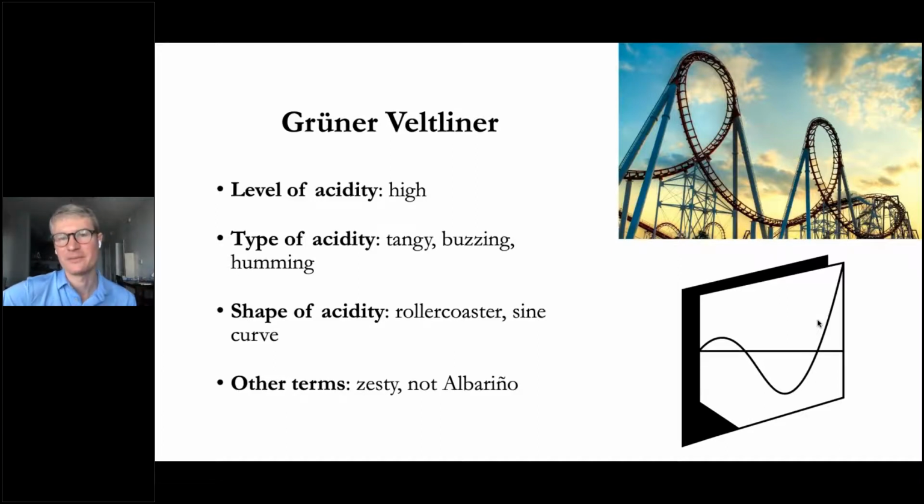Corey is saying that the Grüner acidity is, if Chardonnay is consistent, very level and steady and reliable, Grüner is inconsistent because it has peaks and troughs. Good.